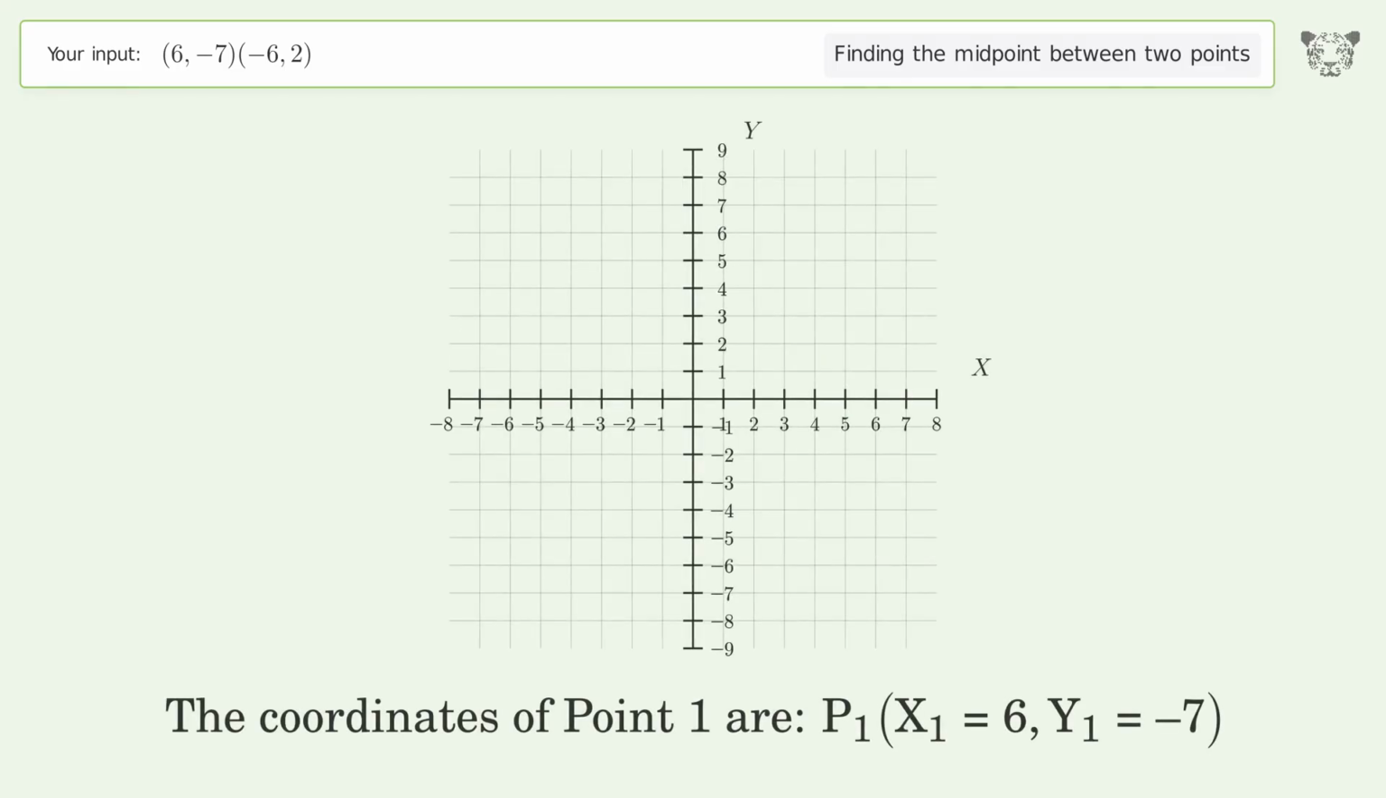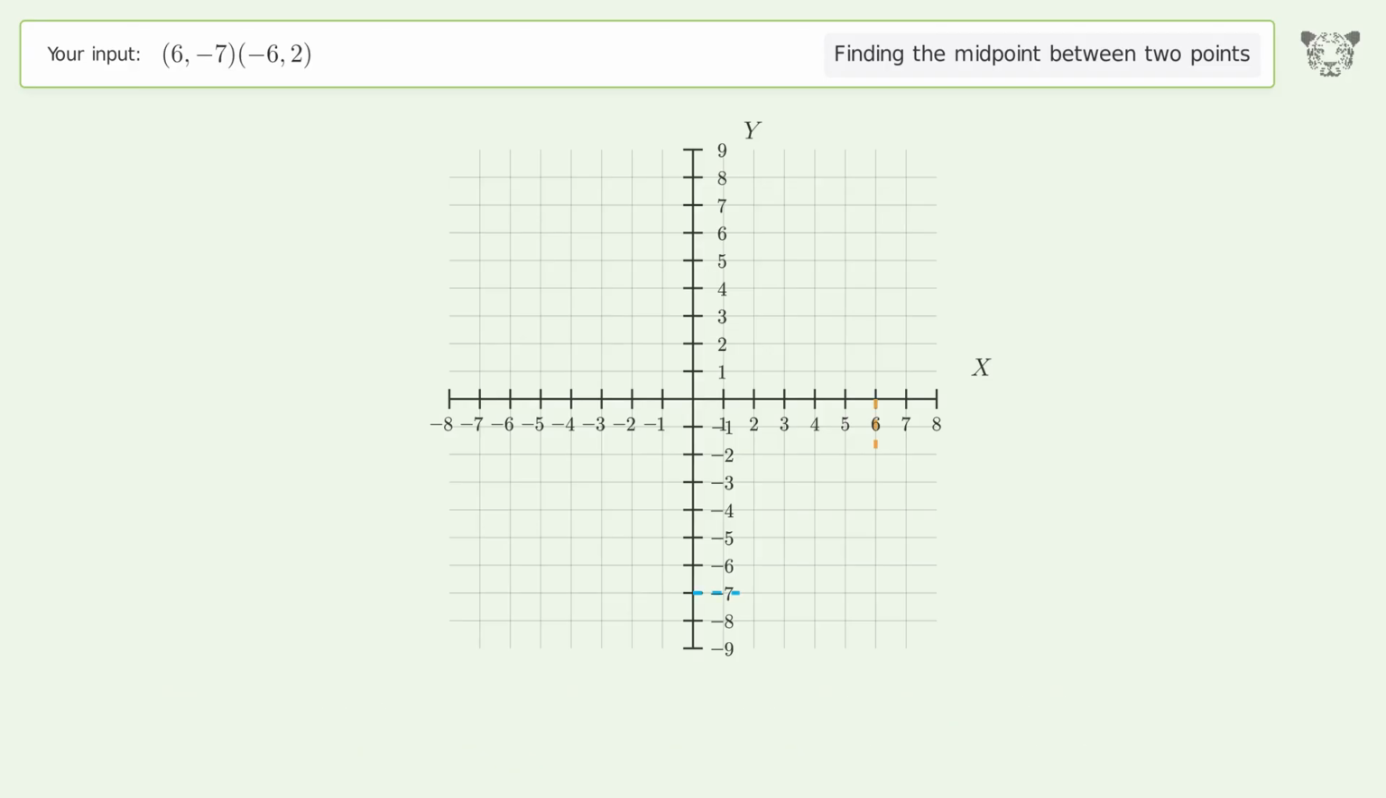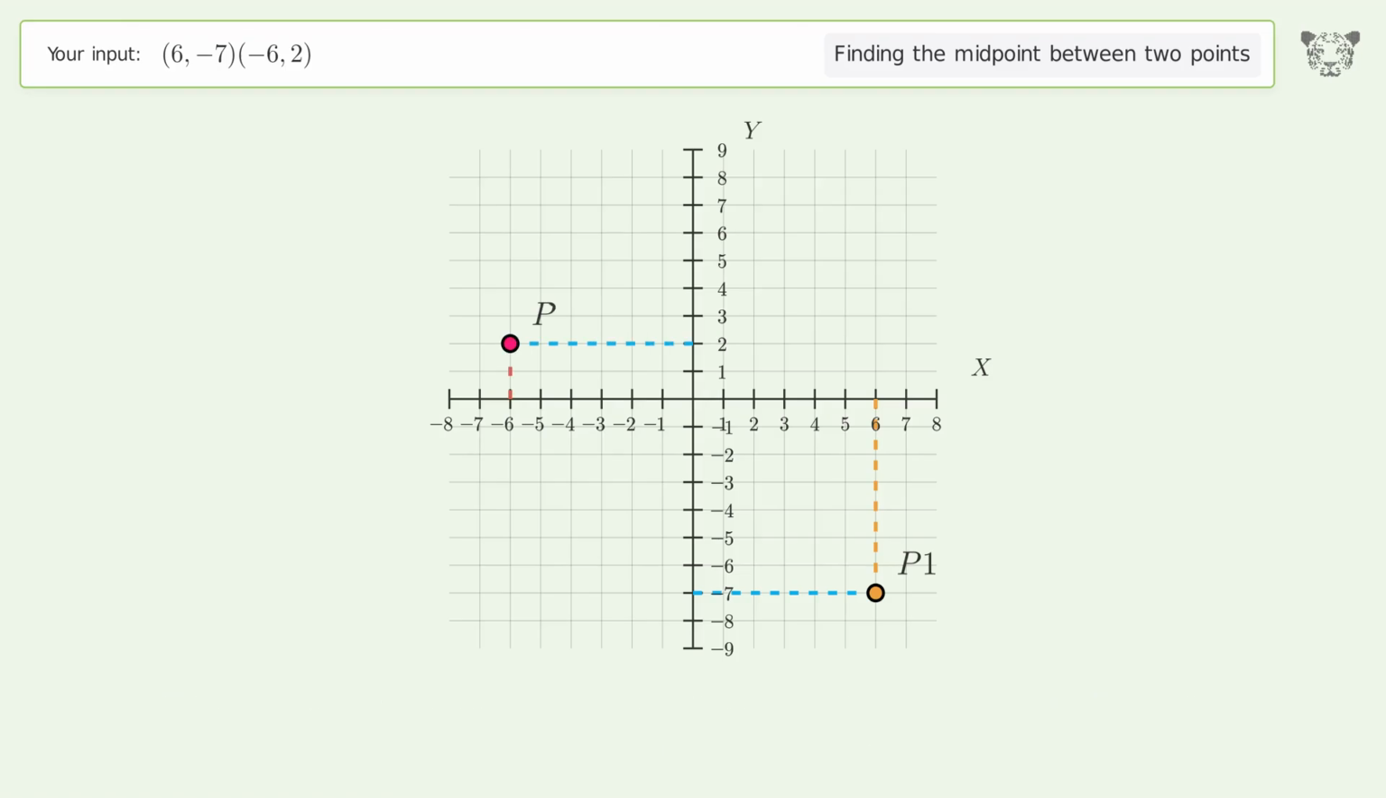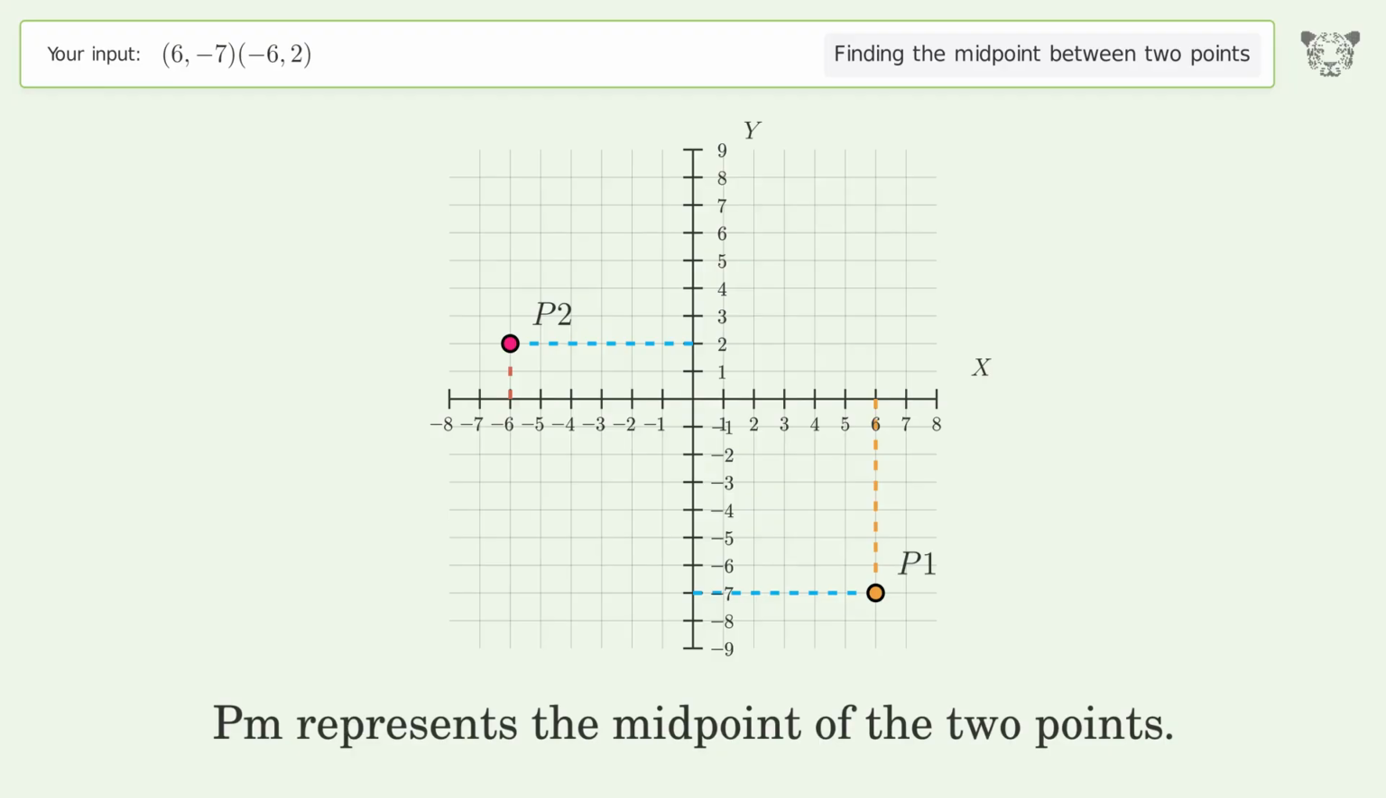The coordinates of point 1 are x1 equals 6, y1 equals -7. The coordinates of point 2 are x2 equals -6, y2 equals 2. PM represents the midpoint of the 2 points.